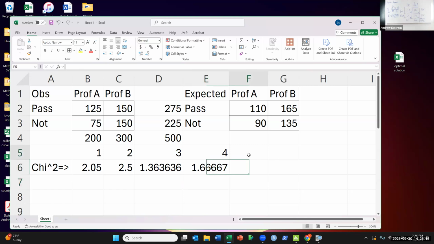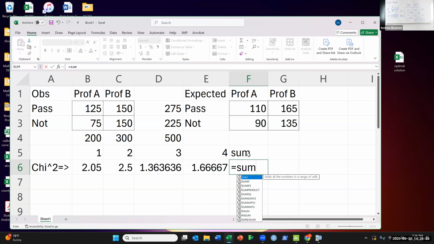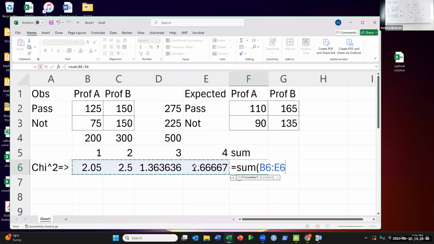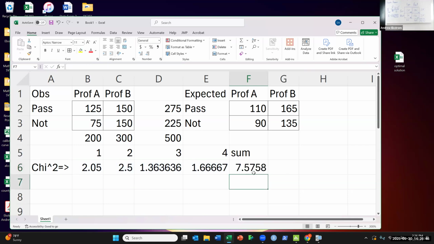And once I have that, chi-squared is the sum of all of those. So this is going to be equal to the sum of everything that I just looked at. And once I've got that set up, I can go ahead and hit enter. And that is the chi-squared calculated value for the data that we just looked at.